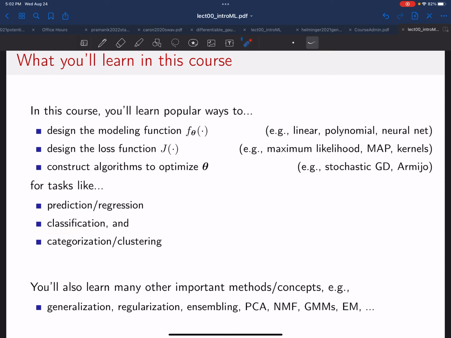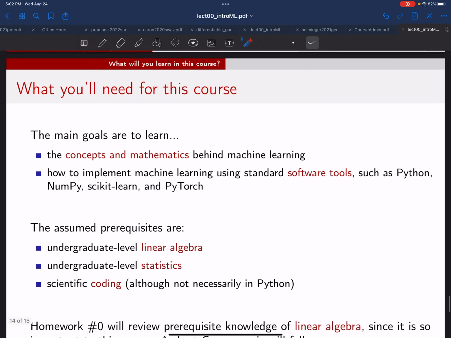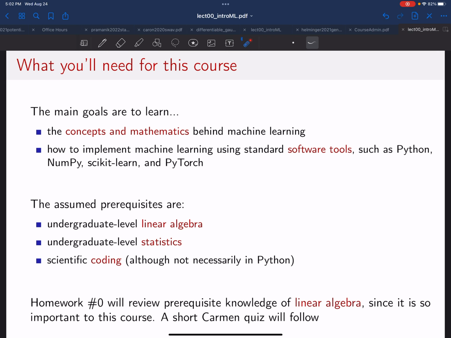Maybe we're doing prediction, regression, classification, categorization, clustering. And that's not all. We'll be learning about other really important concepts, things like generalization, regularization, ensembling, PCA, non-negative matrix factorization, Gaussian mixture models, expectation maximization, and so on. So lots of really important little concepts that are kind of related to this, woven through it, but also kind of different. So again, the main things are concepts in mathematics are super important. At the same time, knowing how to implement them in software is super important. You really need both of them to do machine learning well.